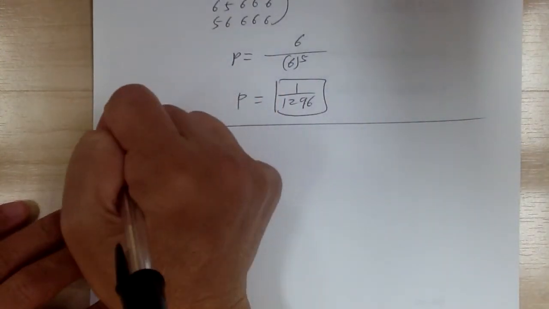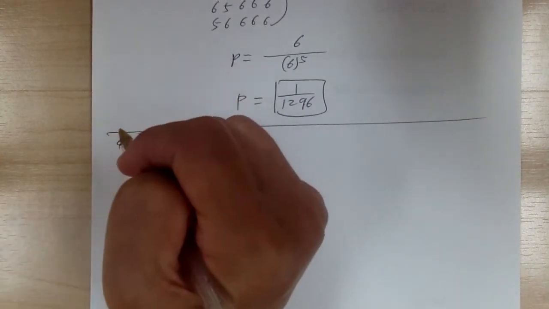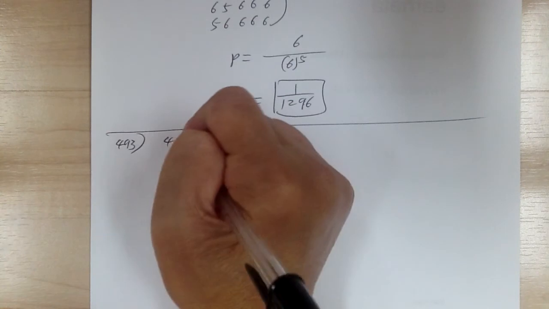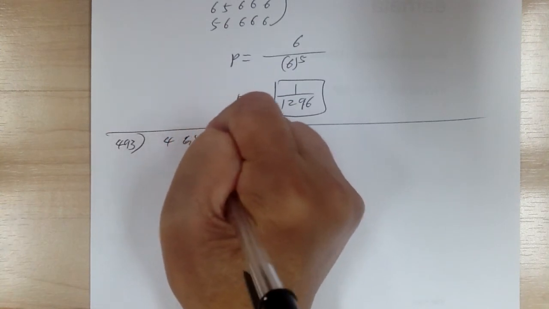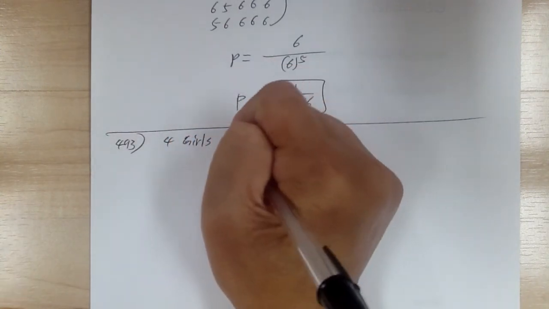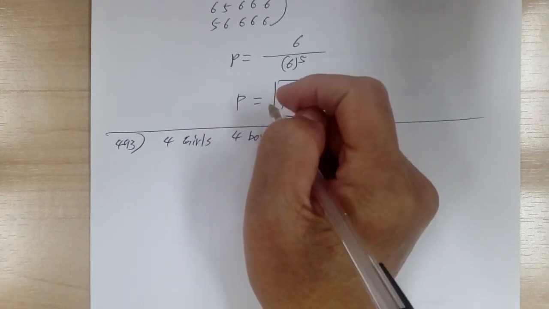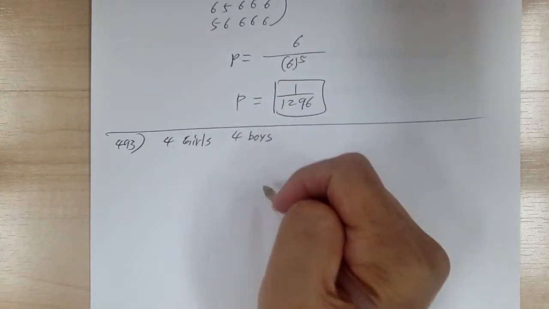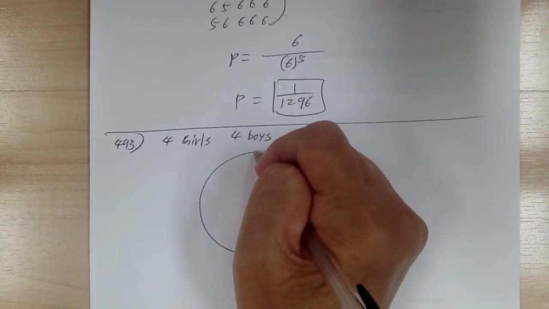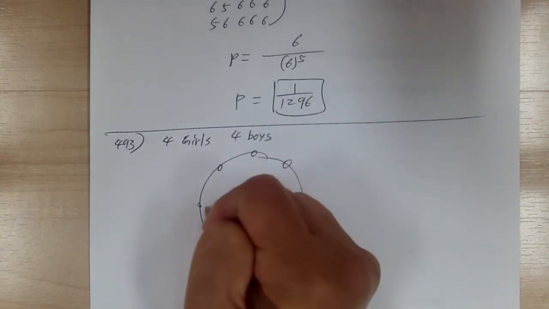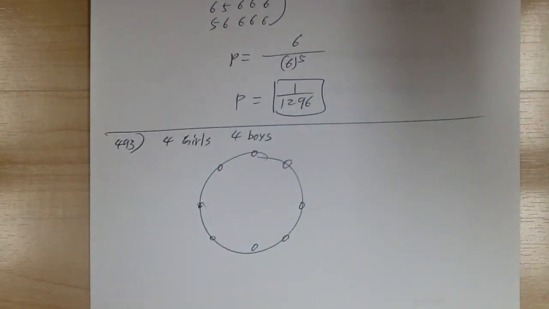Okay, let's go to 493. So you have 8 first graders, 4 girls and 4 boys, and they arrange themselves randomly around a merry-go-round. So a merry-go-round is a circle. So there are 8 people around the merry-go-round. What's the probability that boys and girls would be seated alternately?